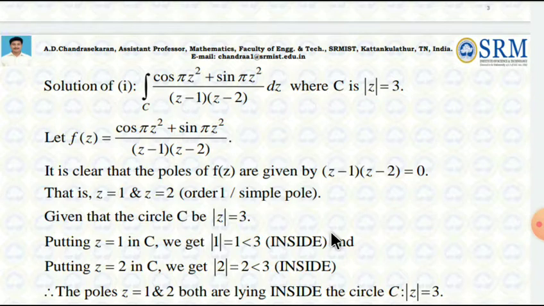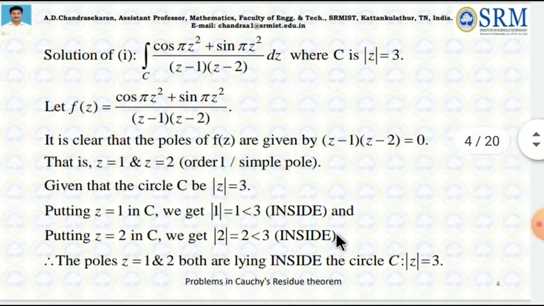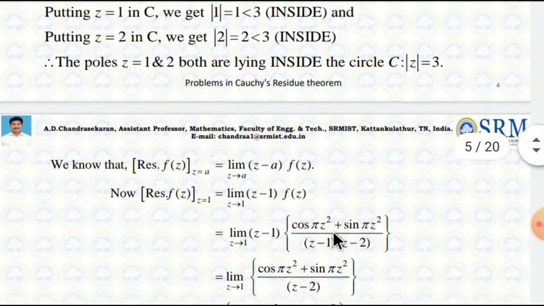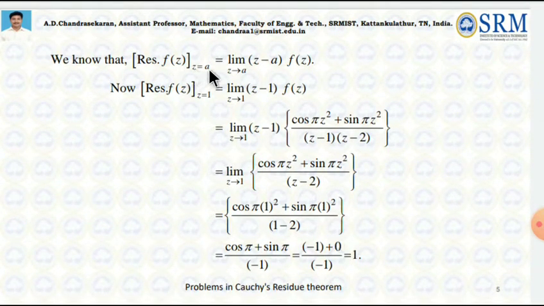Let us find the residue of f(z) at each of the poles, that is z = 1 and z = 2. What is the order? The order is 1, so it is a simple pole. Let us use the formula. As we know, the residue of f(z) at z = a, a simple pole, is the limit as z tends to a of (z − a) f(z). Here a is 1 in the first case. Substitute a = 1, we get (z − 1) f(z). The pole term gets cancelled, z − 1 with z − 1, so the balance is (cos πz² + sin πz²) / (z − 2).